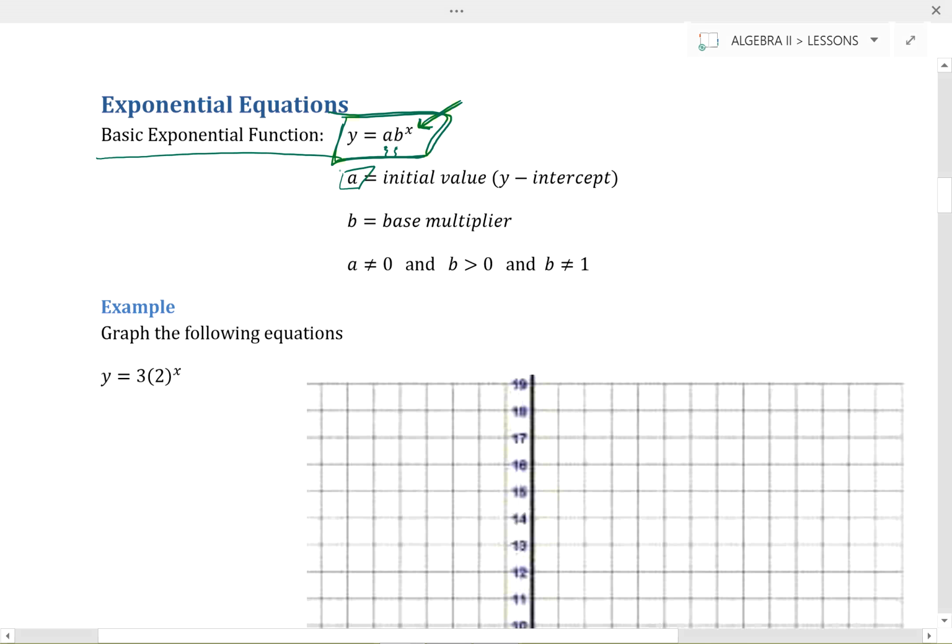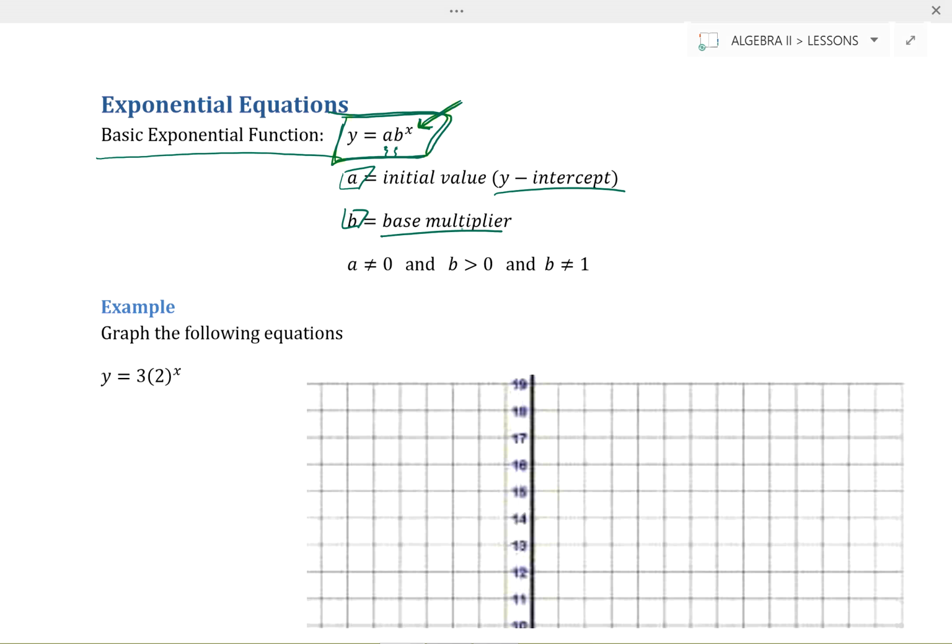Now we have two constants here, a and b. A we call our initial value. A, believe it or not, is our y-intercept. B we call our base multiplier. As we graph some of these, you're going to see how this comes into play and why we call the value of b our base multiplier.